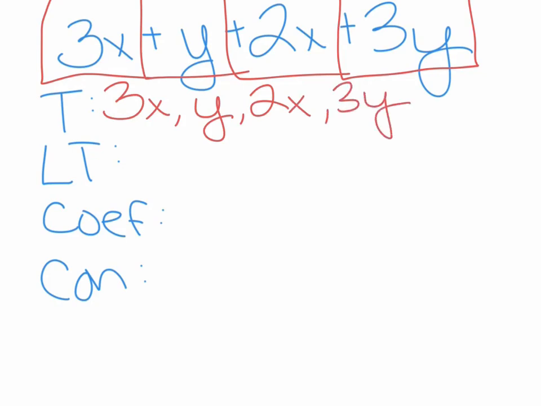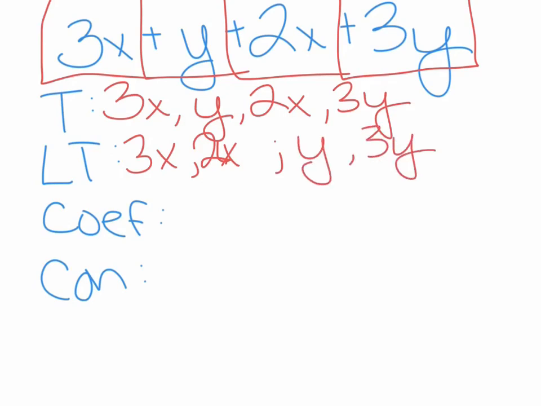So we are going to do our like terms. Remember, those are the ones with the same variable with the same exponent. So we have 3x and 2x. Those are like terms. Also, we have y and 3y. Those are also like terms. So you can have two sets of like terms.